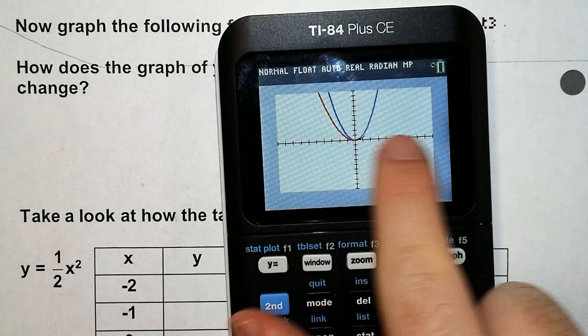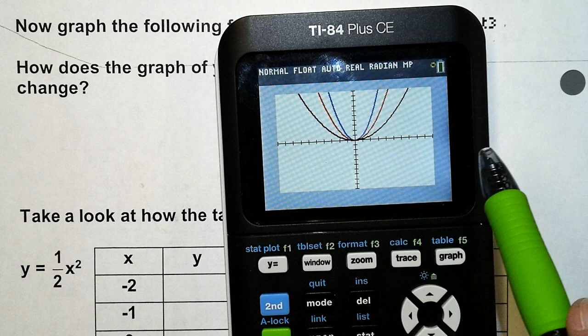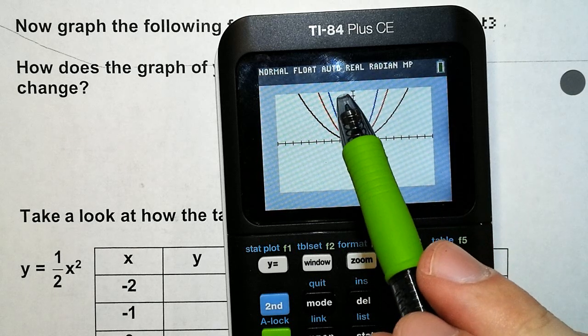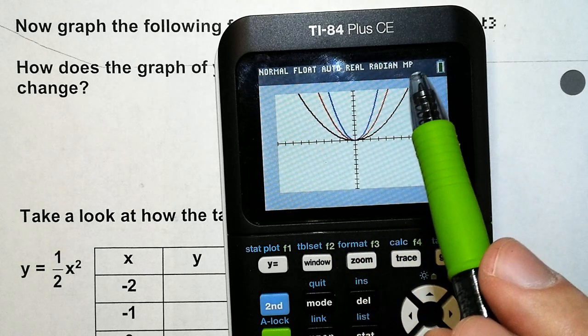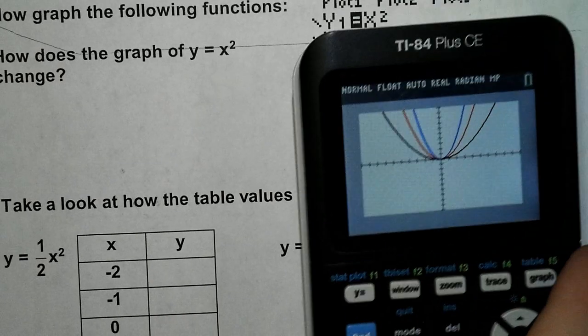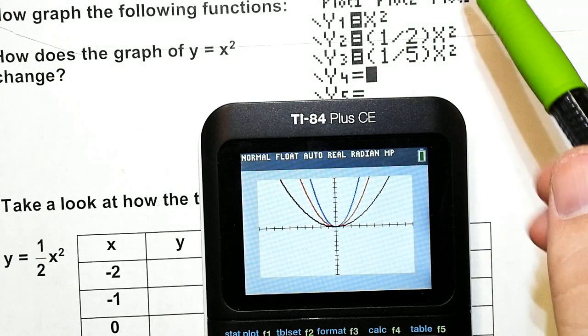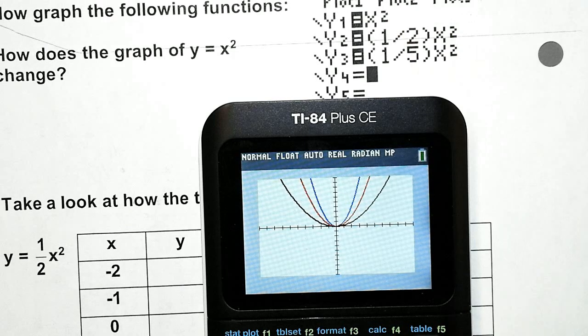So blue line is what we started with, then red line is the next one, then the black line. So we can see that it started out the regular length, got wider, and this one got wider. And each time the coefficient just got smaller, because 1/5 is smaller than 1/2. 1/2 is smaller than 1.